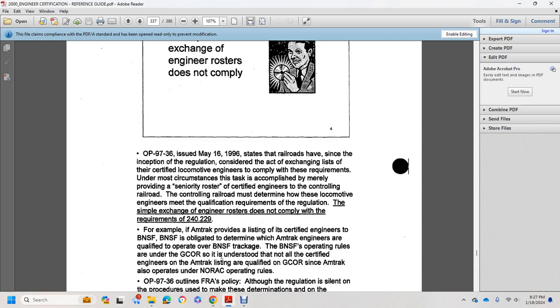Identification of qualified persons in joint operation: a simple exchange of engineer rosters does not comply with the regulation, per OPS 9736 of May 16, 1997. The concern is that exchanging rosters of certified locomotive engineers does not by itself satisfy the requirements. The controlling railroad must determine how these engineers meet the qualification requirements; a simple exchange of rosters does not comply with 240.229.